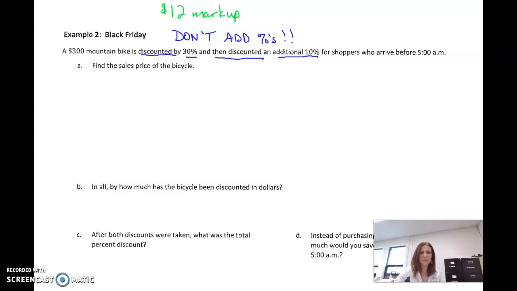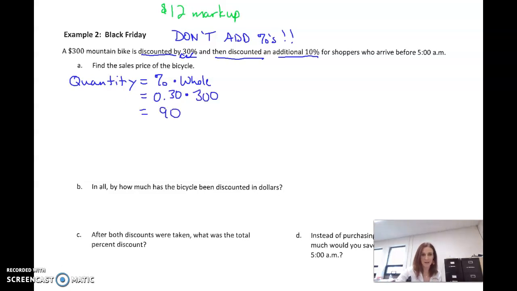Okay? So if we want to find the sales price, again, we have a couple ways to do it. We can do quantity equals percent times whole. Okay? And we would go 30%, moving it over twice, 0.30 times what its original price was. That's not the wholesale price, I'm sorry. What they were selling it for, 300. You type that into a calculator, you get 90. And so then if I go 300 minus 90, my new price is $210.